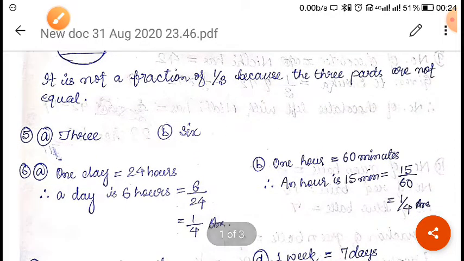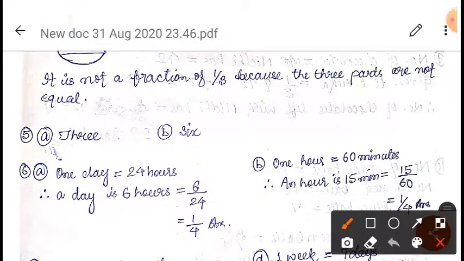Question number 5 is also very easy. How many 1 by 3 make a whole? It will be 3, as it is written here, you see. And how many 1 by 6 make one whole? It will be 6. Okay, like this.